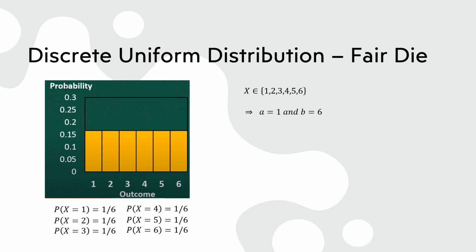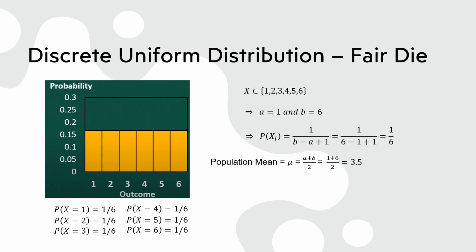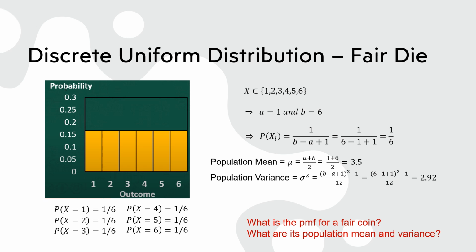So our probability mass function is 1 over 6 minus 1 plus 1, which is 1 over 6. Our mean is 1 plus 6 divided by 2, which is 3.5, and the variance is 6 minus 1 plus 1 to the power of 2, minus 1, divided by 12, which is 2.92. Try to find the probability mass function, mean, and variance for the case of a fair coin.